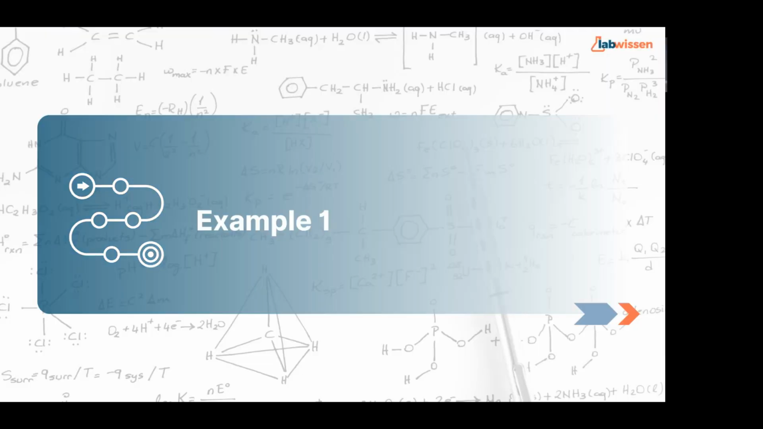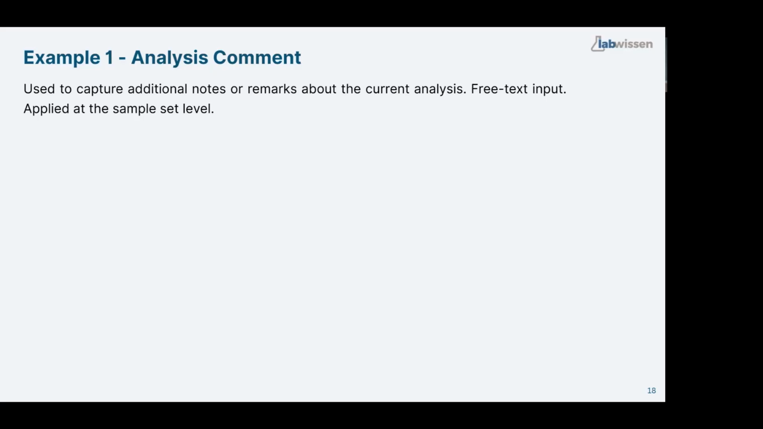So, example number 1. I want to create a custom field called analysis comment, and it should be used to capture additional notes or remarks about the current analysis. It should be a free text input, and it should be applied at the sample set level. So now a little quiz for you. Maybe you can use chat to answer it. What will be the field type and the data type of it?